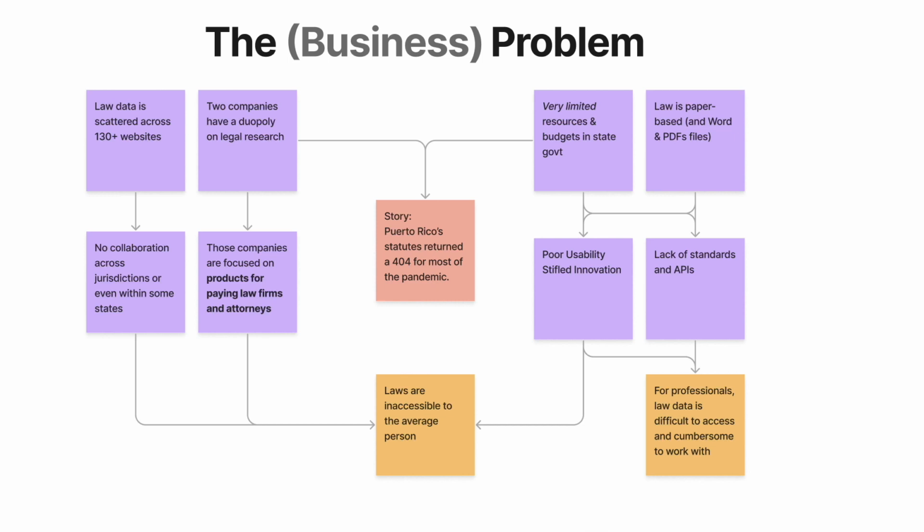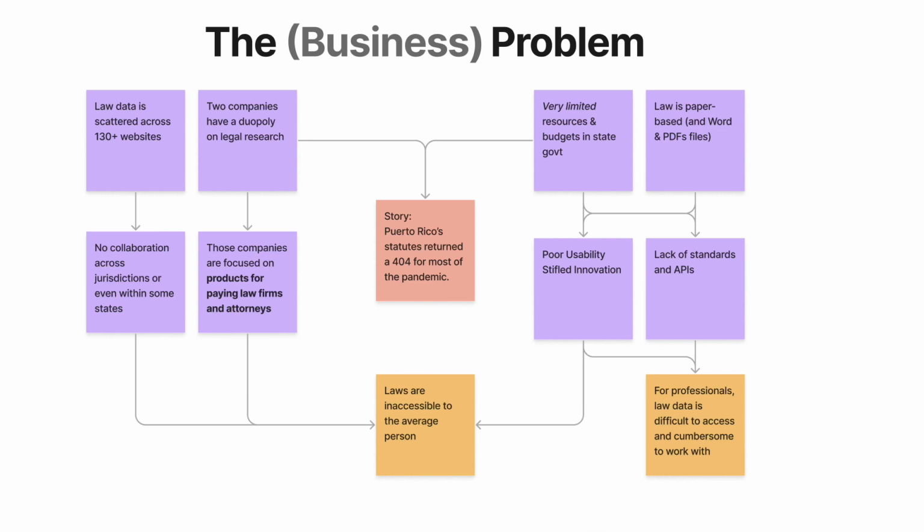State governments and budgets are very limited. Law is still very much paper-based, so you see a lot of Word documents, PDFs, and actually physical paper as well. There's not a lot of innovation in this space. So as I said, there's only 2 companies in here, and the governments have limited state budgets. And then there's a lack of standards and APIs. There have been a lot of attempts at this, and they are seeing some success, which we're happy about, but that's primarily at the federal level.